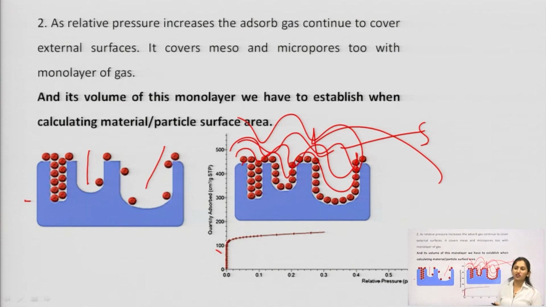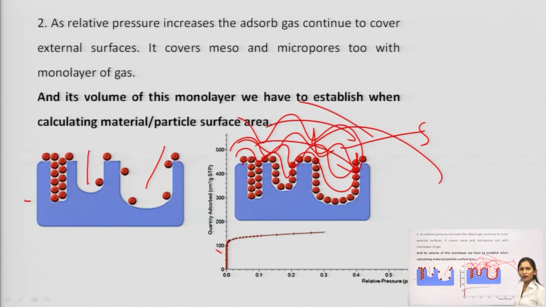As relative pressure increases, the adsorbed gas continues to cover the external surfaces, and it covers meso and macropores too with the monolayer of gas. And the volume of the monolayer will have to be established when calculating the material's particle surface area. So for the determination of the particle surface area, what do we need? We require this monolayer formation. We don't want to know how much volume of gas will be consumed for the formation of the multilayer.